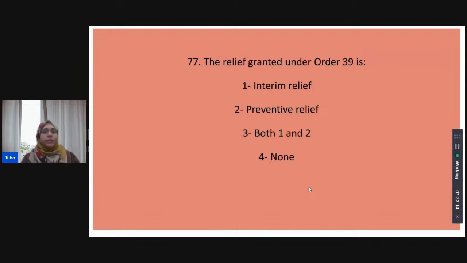The relief granted in Order 39 is of which of the following natures? Is it an interim relief that the court grants? Is it a preventive relief? Is it both interim and preventive? Or is it none of the above? Order 39, the relief granted under Order 39.